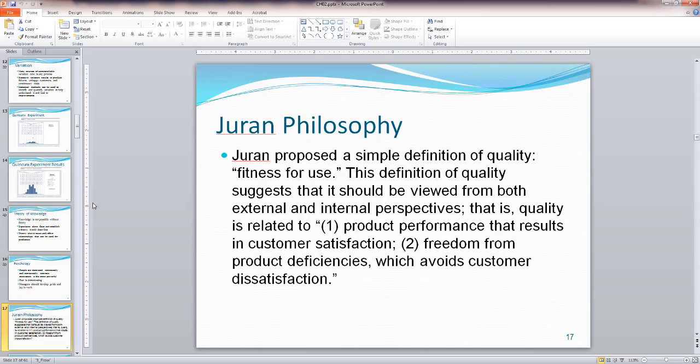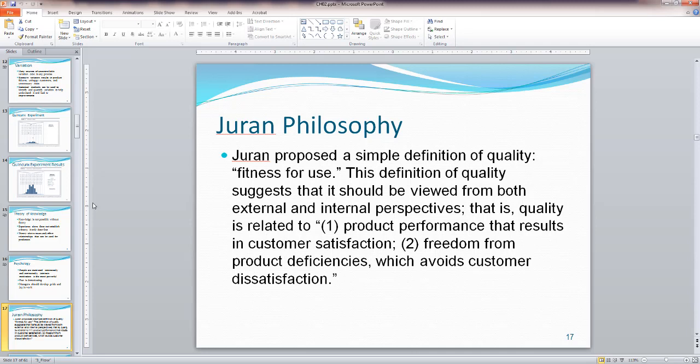Juran's is basically the definition of quality: product performance that results in customer satisfaction and freedom from product deficiencies. This thing got kind of turned around with some of the intuitive interpretations of what he actually meant. Juran just said he wants freedom from product deficiencies. That's what we're trying to do, is eliminate defects. And there's a difference between defects and defectives, which we'll get into in another chapter.